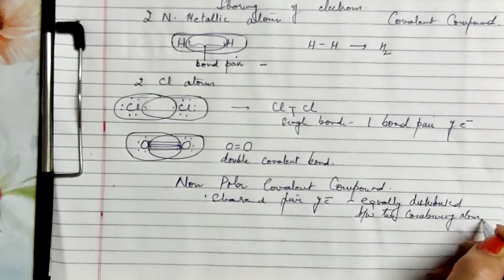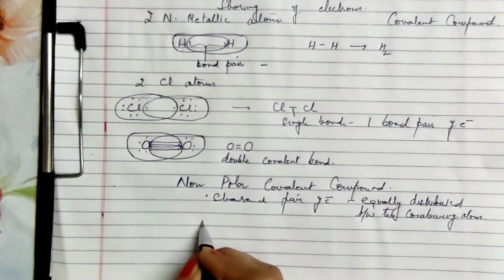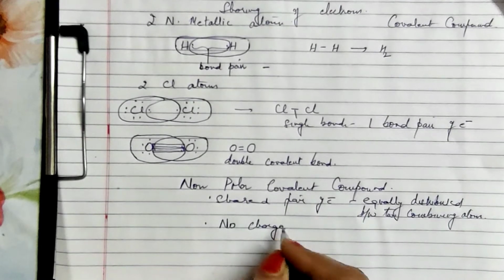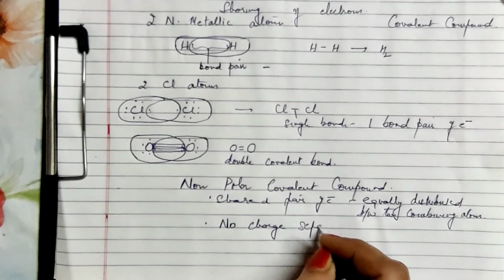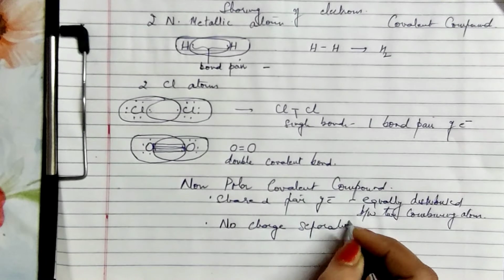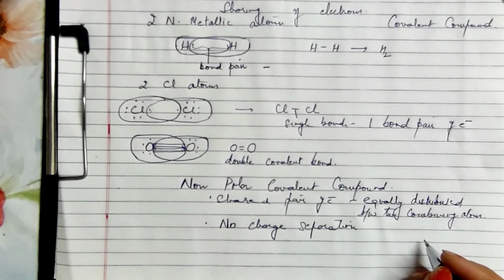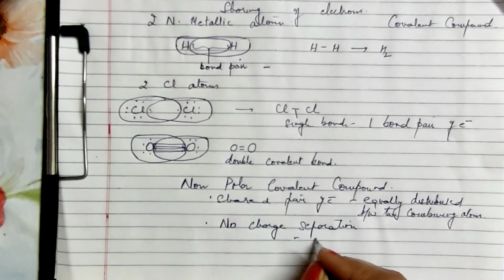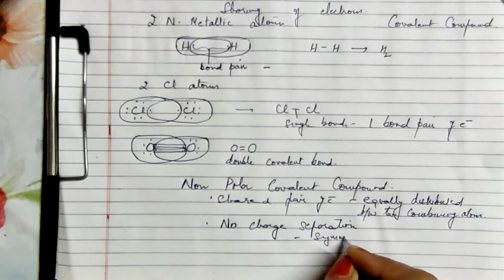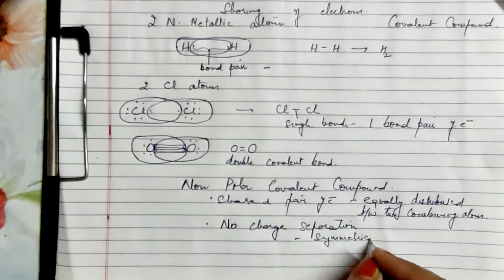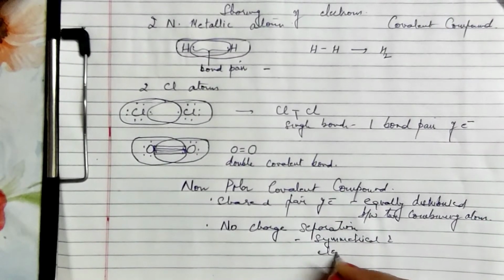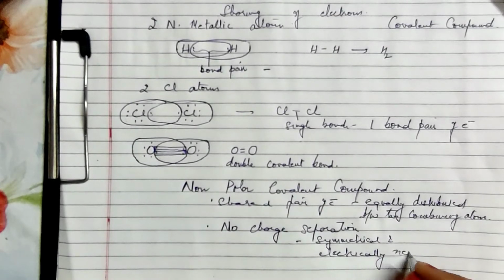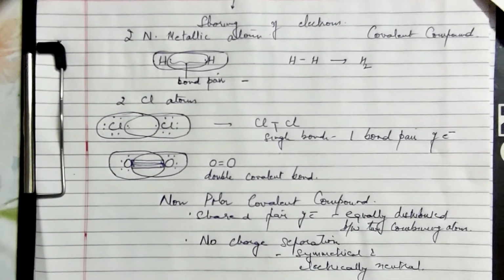And the second criteria is there is no charge separation. None of the combining atoms has any kind of charge over them. Then it is known as a non-polar covalent compound. Okay, so the covalent molecule is always symmetrical and electrically neutral. These are the characteristics of a non-polar covalent compound.